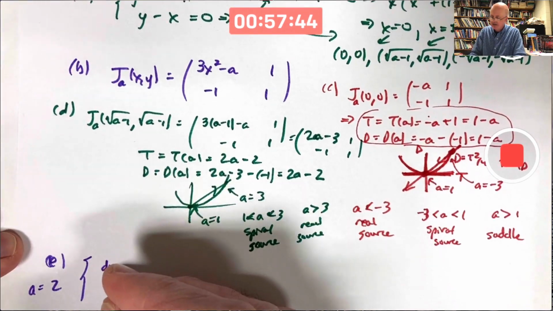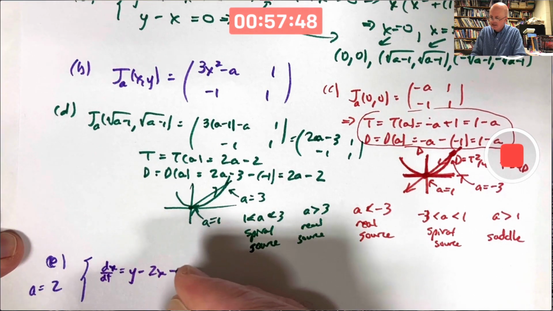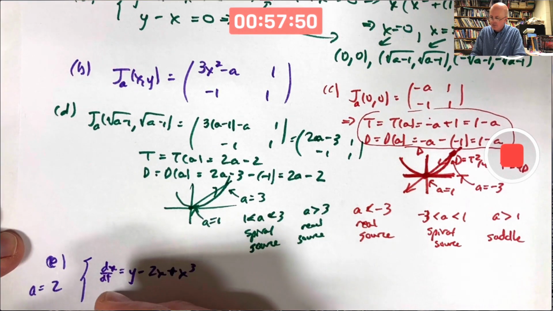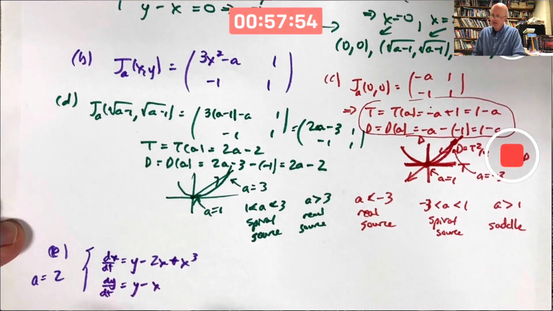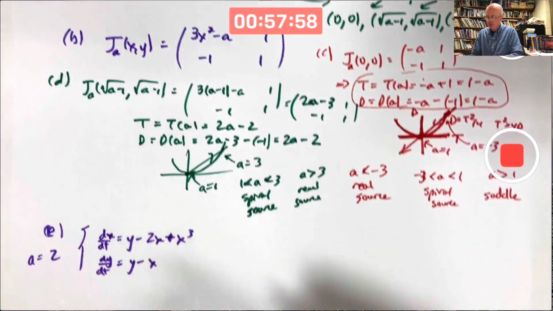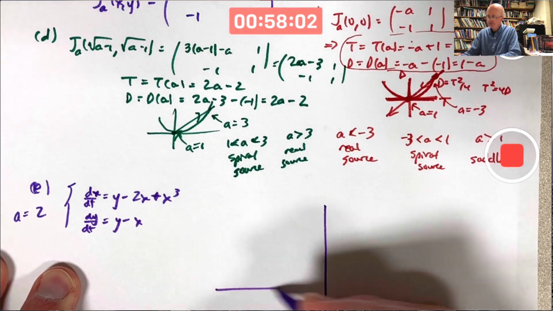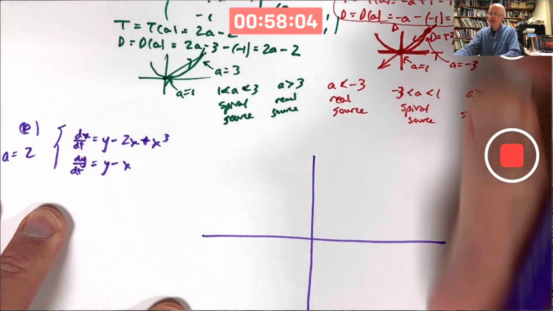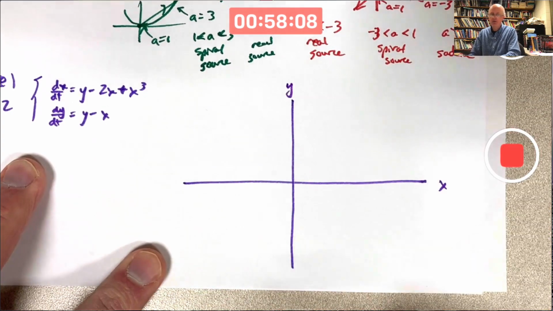dx/dt is y minus 2x plus x cubed. dy/dt is still y minus x. We can use these to draw null lines where dx/dt and dy/dt are 0. Now I'm drawing a phase plane, a phase portrait in the xy plane, not the TD plane anymore.